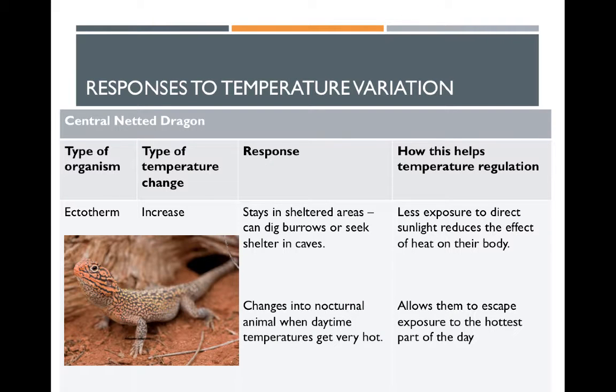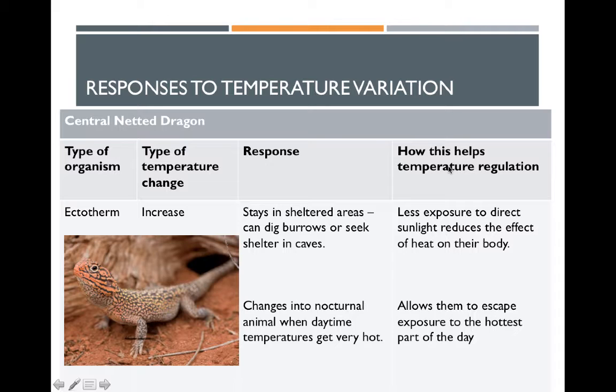So we need to look at named examples. The first one that we're going to look at is an ectotherm, okay? And we're going to check out the central netted dragon. So the central netted dragon is found in Central Australia in really hot climates. This slide looks at their response to an increase in temperature, so when the temperature is getting quite hot. One of its responses is to stay in sheltered areas, so it can actually dig little burrows. It also generally finds shelter in caves or under old tree logs and things like that.